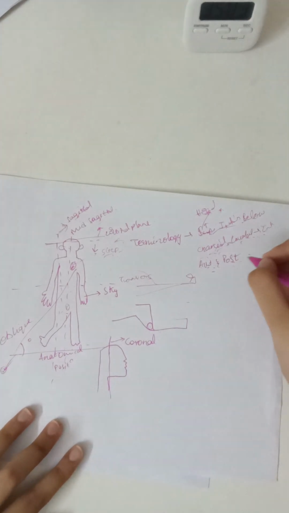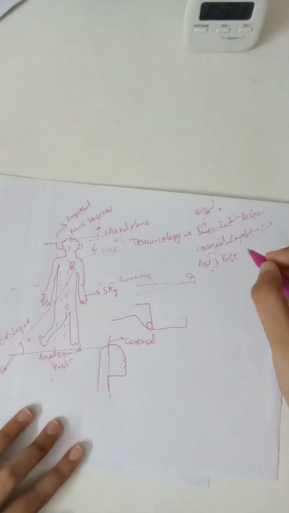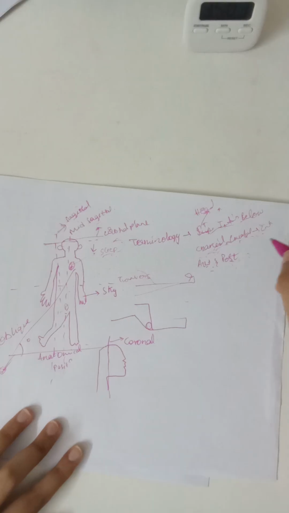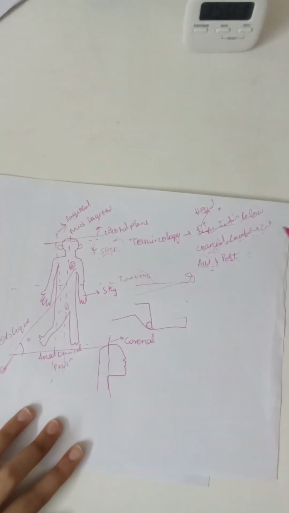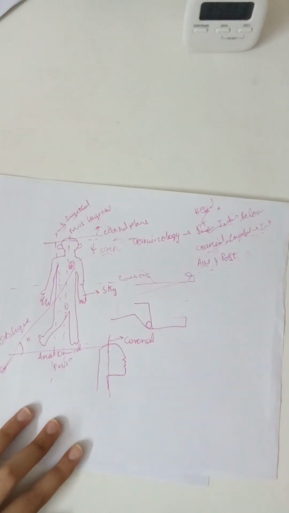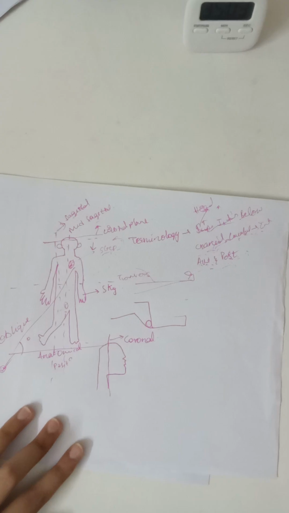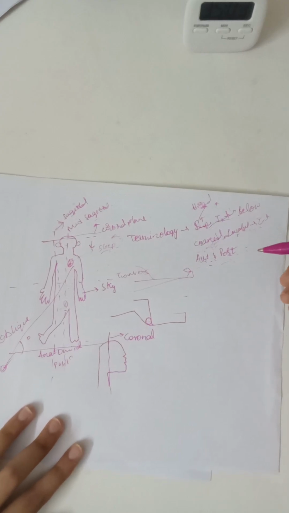For example, kidneys are located dorsally. Kidneys are located in back of the body. That's why they are dorsal. Ventrally we have urinary bladder. Like that. I hope everything is done.